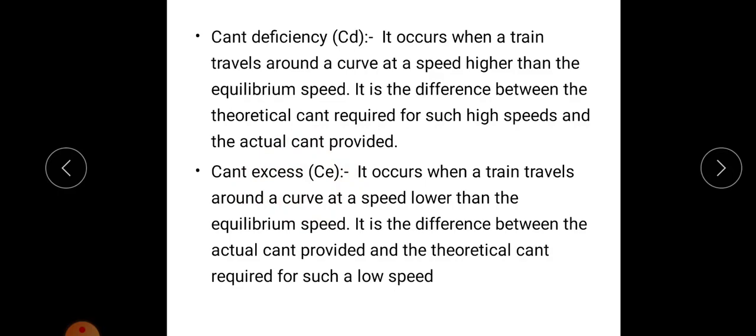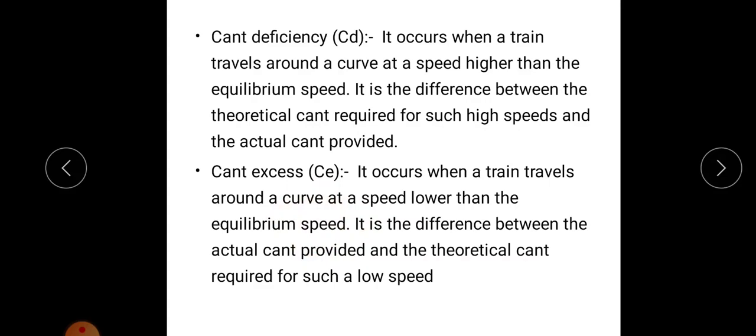Cant excess occurs when the train travels around a curve at a speed lower than the equilibrium speed. For the equilibrium speed we have provided the theoretical cant. So when the train is traveling at a speed less than the equilibrium speed, there will be an excess of the cant. That is, the provided cant will be excess. That is known as cant excess.